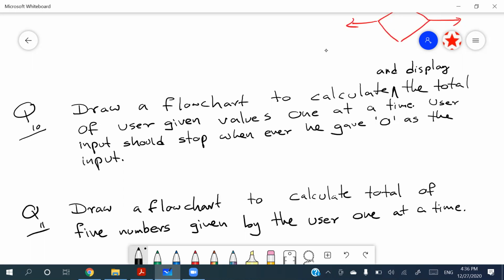Meanwhile, I'm going to your answer. Let me see. The iteration is correct, but there's a mistake. The flow which should be connected after total equals total plus n is wrong. Think about it.